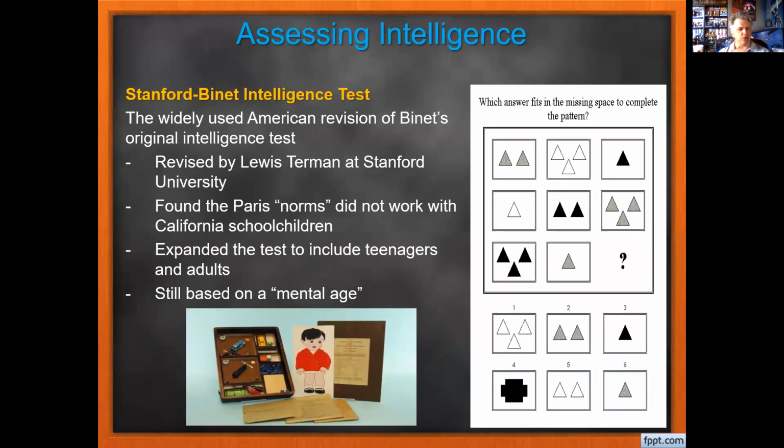They expanded the test to also include teenagers as well as adults, still based on a mental age, but when you do it with adults, it becomes a little bit difficult. Teenagers, a little bit harder. Elementary school, very, very simple to do. And I'll explain that in a little bit. By the way, if you're curious which answer goes there, it's number 5.